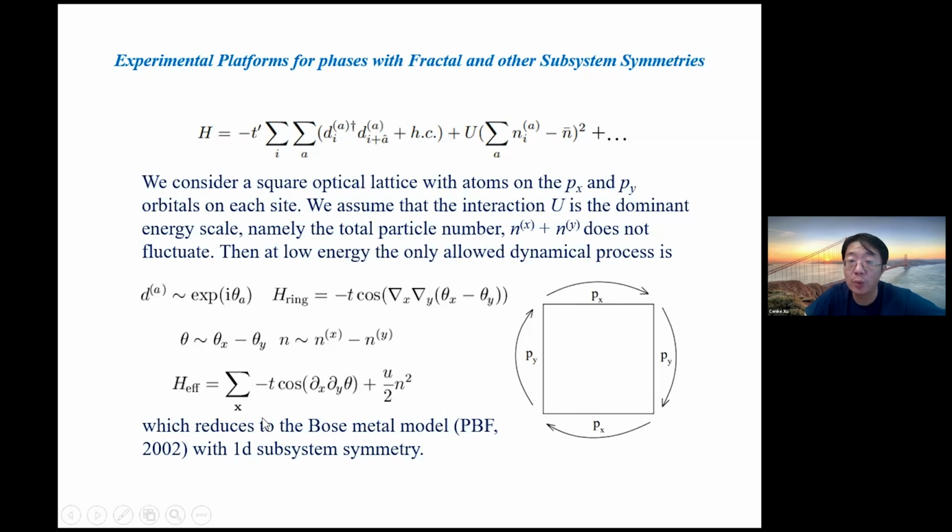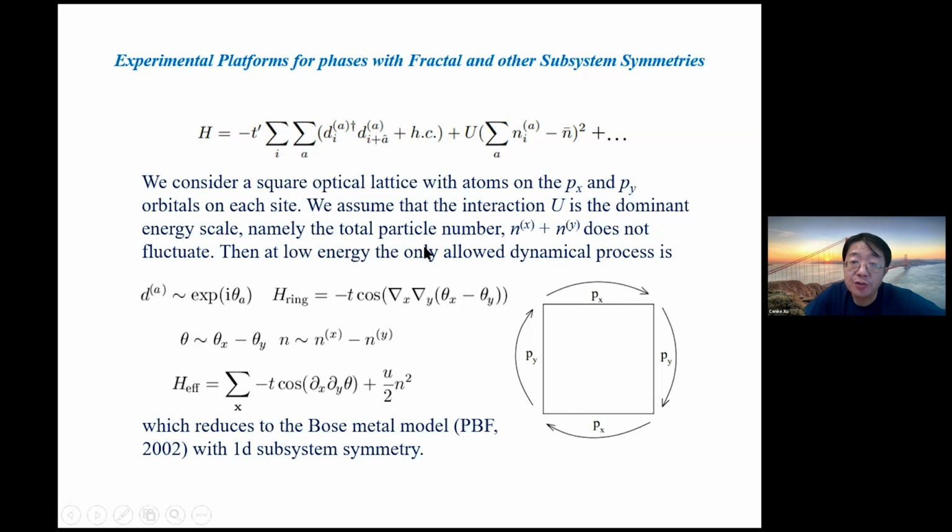And this Hamiltonian with the ring exchange is precisely the Bose-metal model discussed by Paramekanti, Balents and Fisher in 2002. This model has a one-dimensional subsystem symmetry.